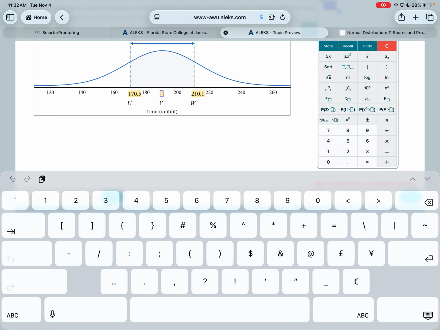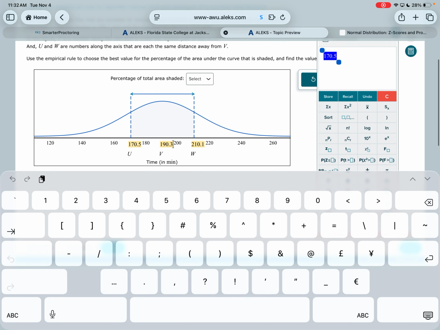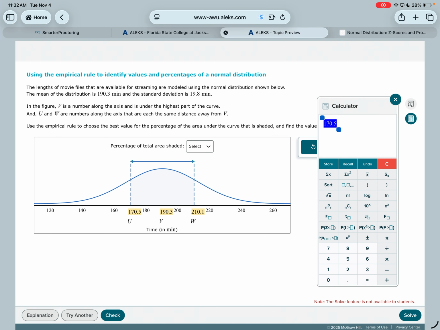Okay, and the mean always goes in the middle. What was it, 190.3? The mean goes in the middle. So I added it once and it looked like it fit. I subtracted it once and it looked like it fit. So I am one standard deviation away from the mean. So that would be 68% go within one standard deviation of the mean.